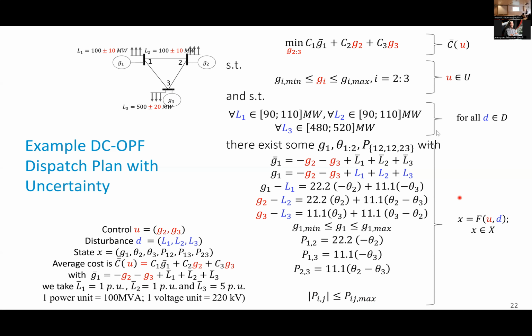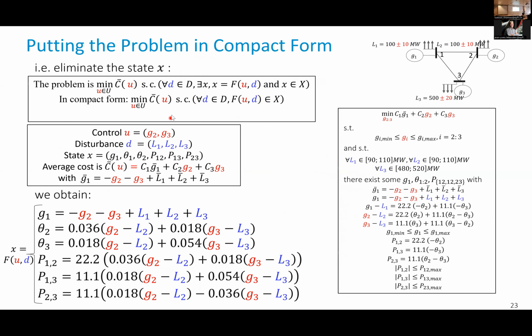So all those are the equations that say the electrical state is a function of U and D, the electrical state being the theta and the P and G1 here. To obtain a formulation on which I can work, I need to eliminate them, which means I need to do some work to solve for all the black variables that don't have a bar, so G1, P12, etc., theta 2, as a function of the red and the blue here. That's what I'm doing here, because I want to put it in this form where the constraints of the state X have been eliminated. It's painful, but not difficult.